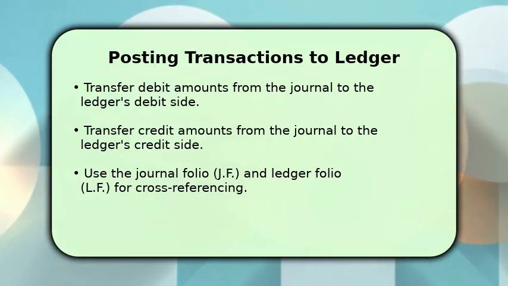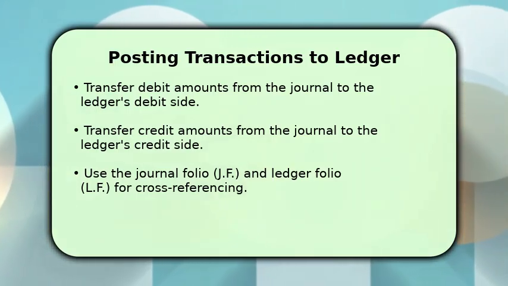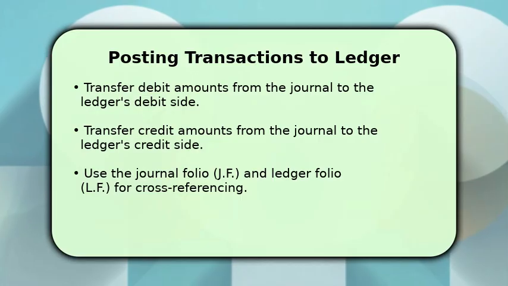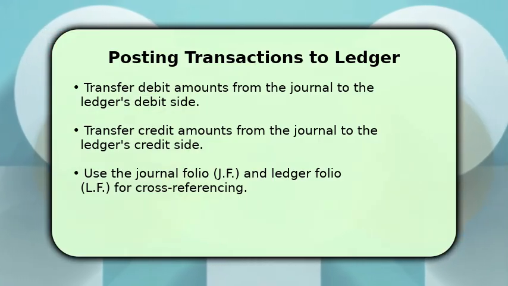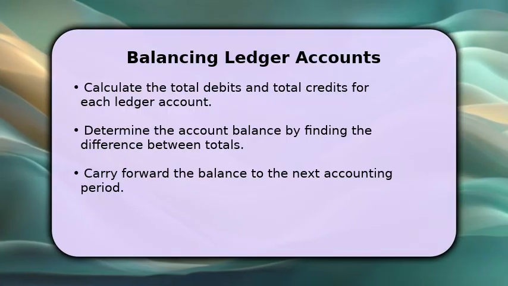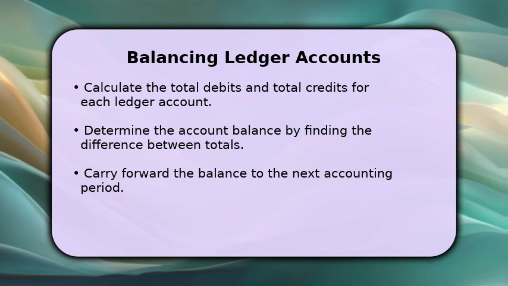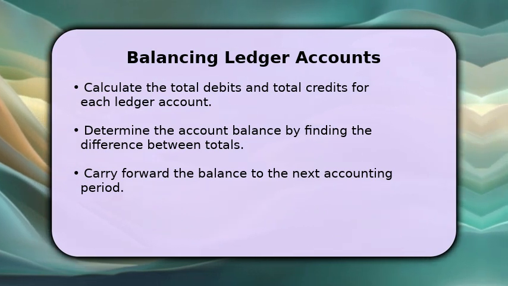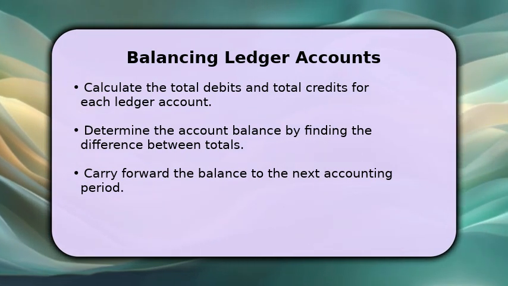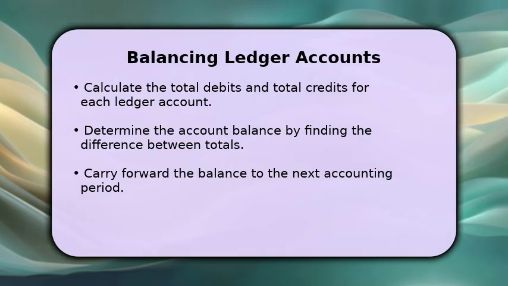Also, use the journal folio and ledger folio numbers to create a clear audit trail, linking each transaction back to its origin. After posting all journal entries, the final step is to balance each ledger account. Sum up all the debit entries and all the credit entries separately for each account. The difference between these two totals represents the account's balance.